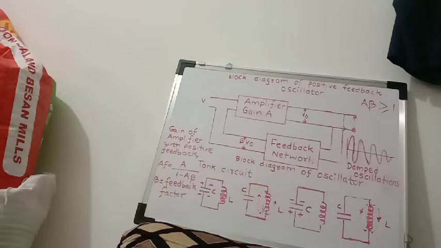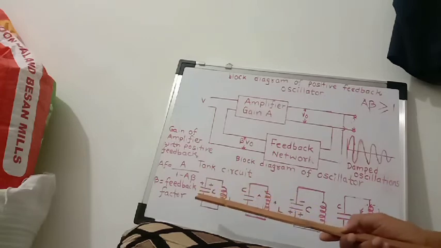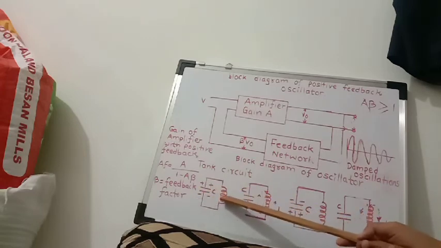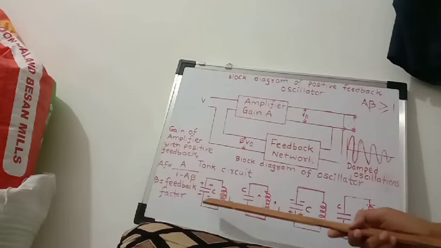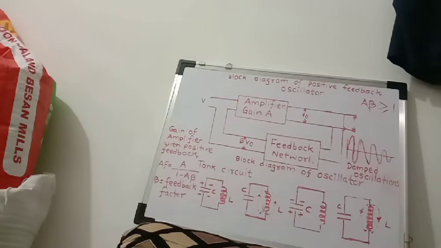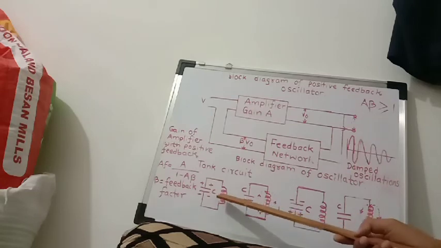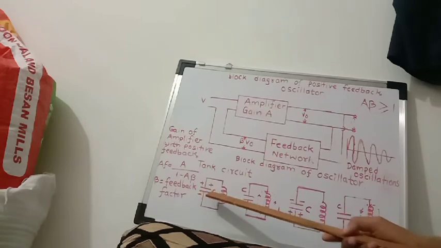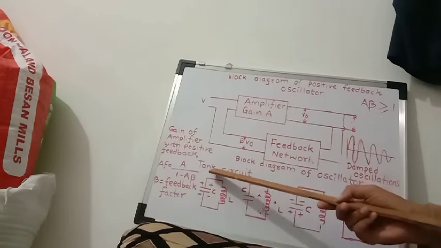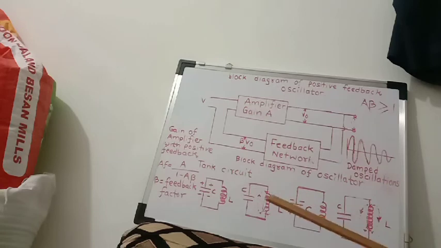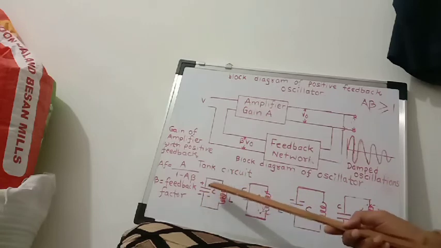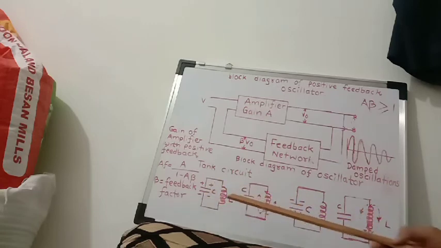Then we will study about the tank circuit. What is a tank circuit? When a charged capacitor is connected in parallel with an inductor, that is, the capacitor and inductor are connected in parallel, this type of circuit is called a tank circuit. Here the charged capacitor is connected across the inductor L.